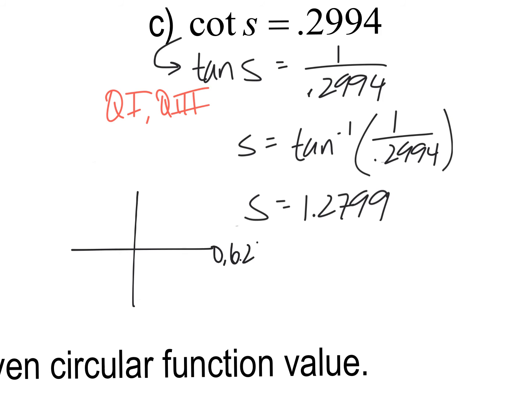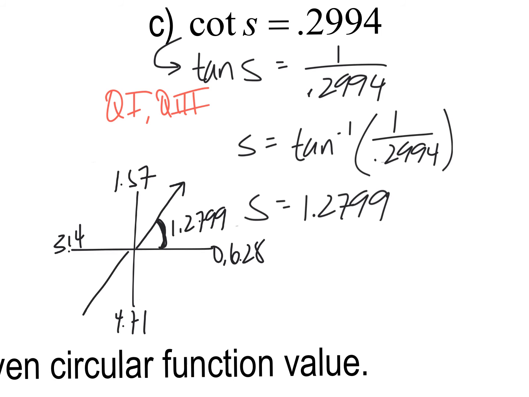0 or 6.28, again 1.57, 3.14, and 4.71. So 1.2799 is like this. And that's here, 1.2799. And I need to reflect that into the third quadrant, so like this. And the reference angles have to match. Remember, you always draw your reference angle up to the x-axis or down to the x-axis. And so hopefully that helps you figure out how do I label my blue angle.